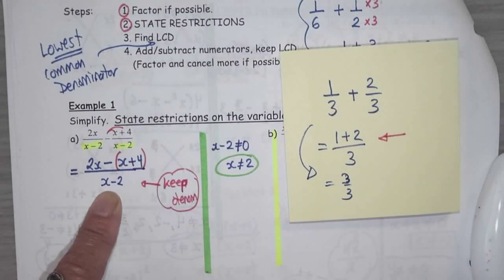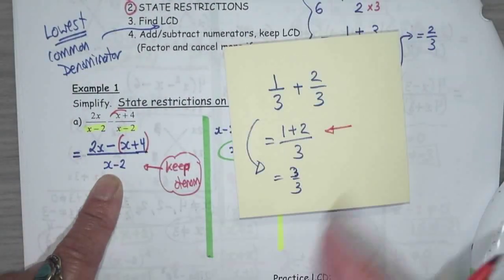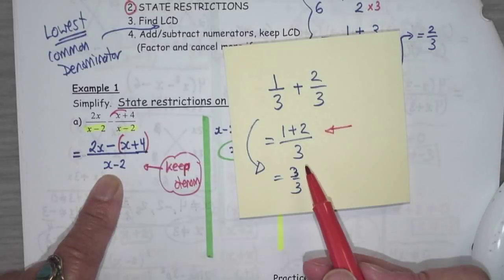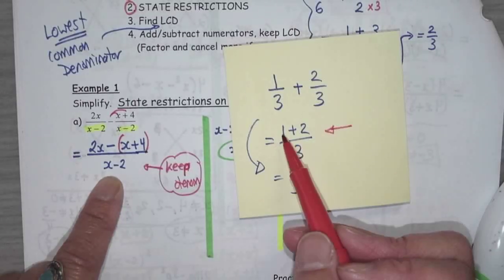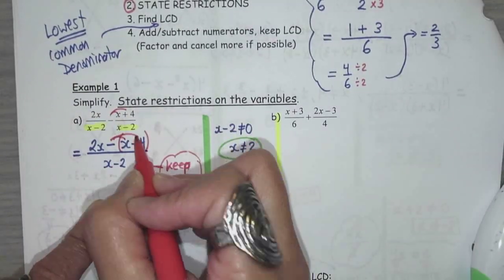Does that make sense? So keep it. People always go, do I need it twice? No, we're not multiplying. Look, we're just keeping the denominator. We're not multiplying. We keep the denominator, add or subtract the tops. Okay, and now we're going to keep going. Bring the negative in.